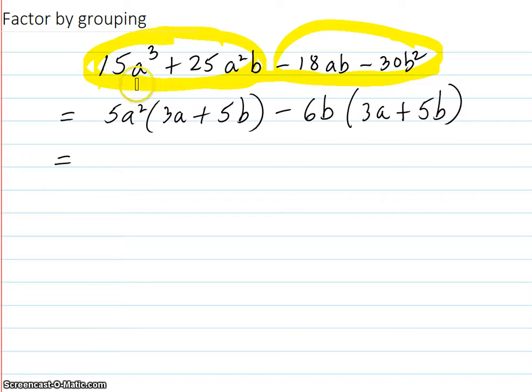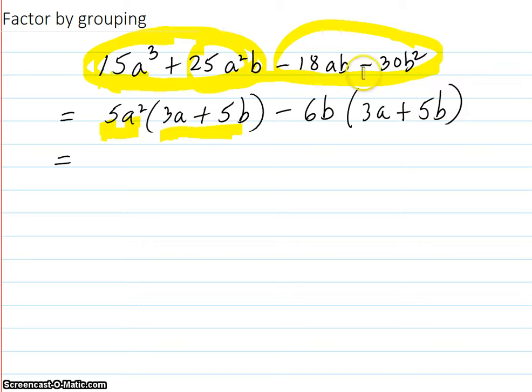The greatest common factor of the 15 and 25 is 5, and the greatest A is A squared, and the greatest B is just 1. There's no B on the first term. So that's the greatest common factor, and then put in here what's needed. So 5A squared times 3A multiplies back to be 15A cubed. 5A squared times 5B turns back into 25A squared B.